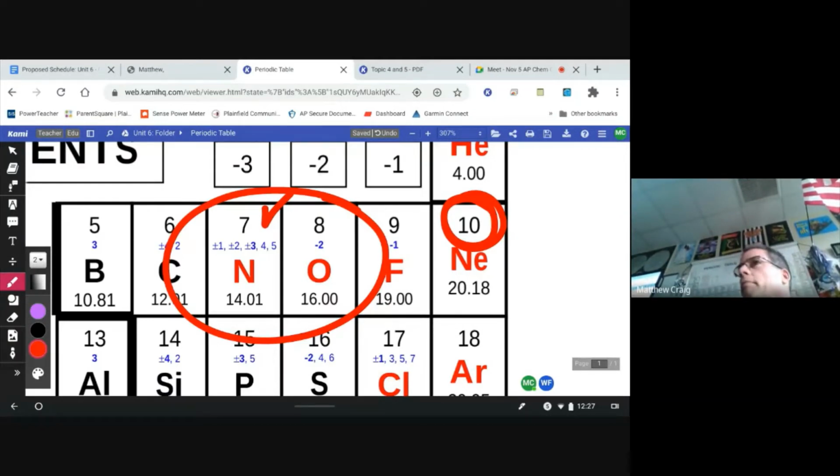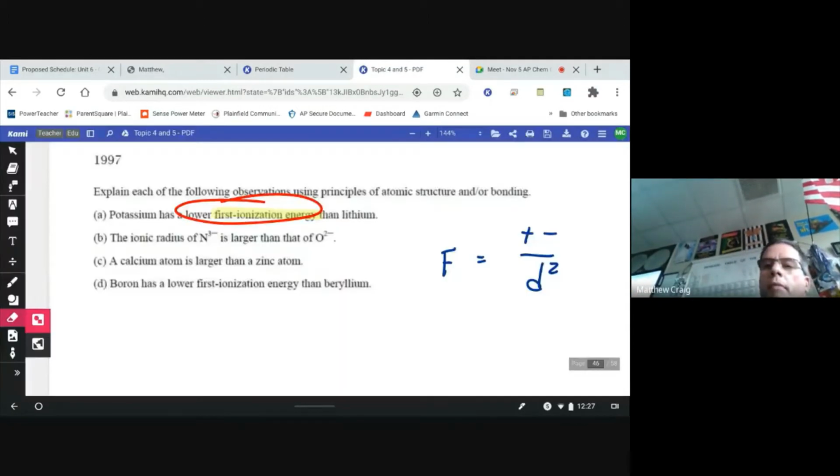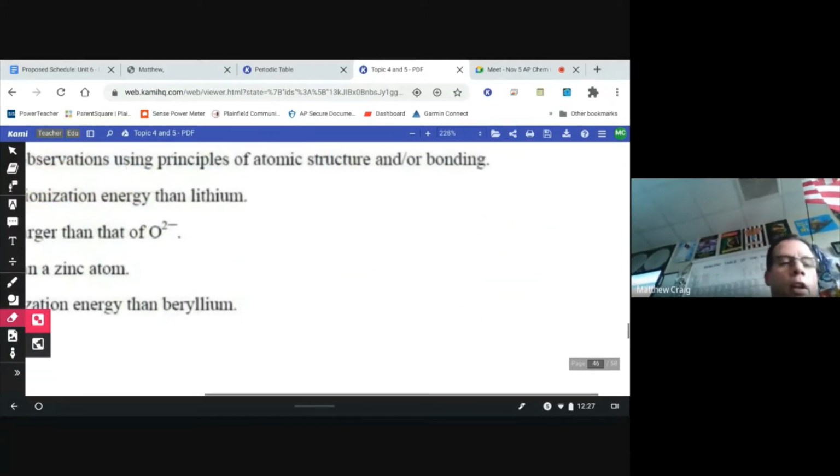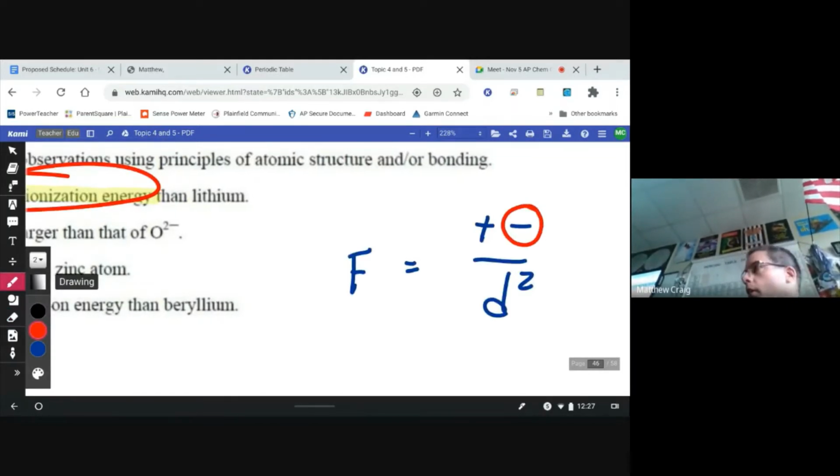Because it has less, it's Coulombic, less protons in the nucleus. Therefore, it has a more negative charge, which increases the distance, and then that increases the force. So we can now talk about that the nitrogen is more negative because the oxygen actually has more protons.